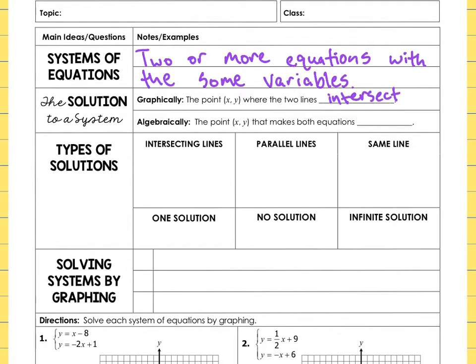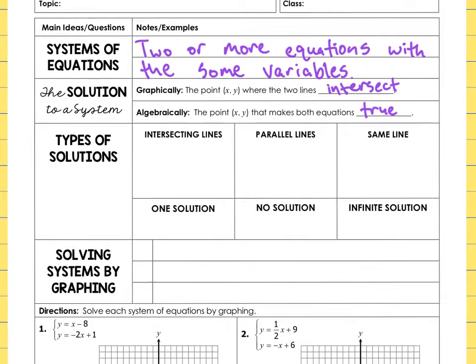Now, algebraically, which we'll be looking at in subsequent lessons, is when we find a point x comma y that makes both equations true. Now, really, what does that mean? It means that there's an x and a y that will make both equations equal, so to speak. You want the variables to work in both equations. And if the variables work in one equation but don't work in the other, it's not a point that is the solution.